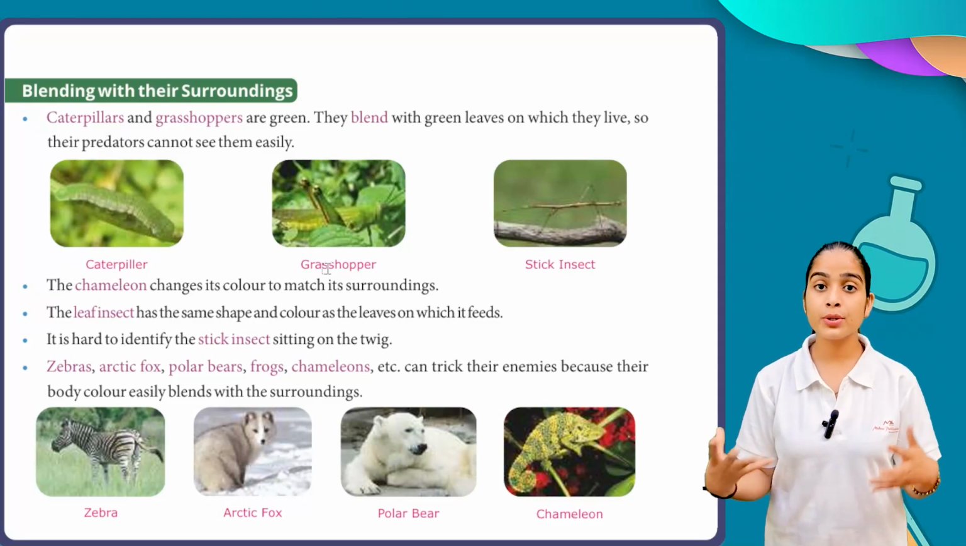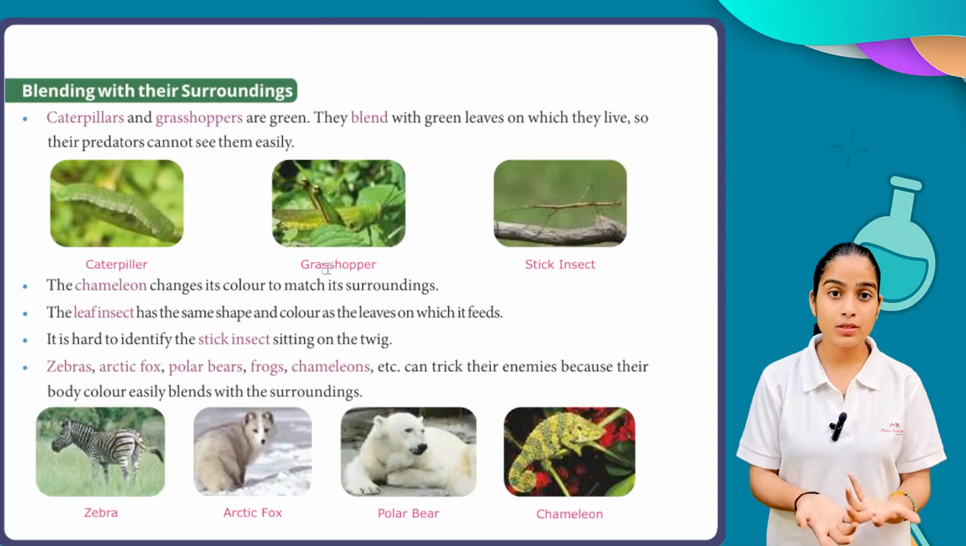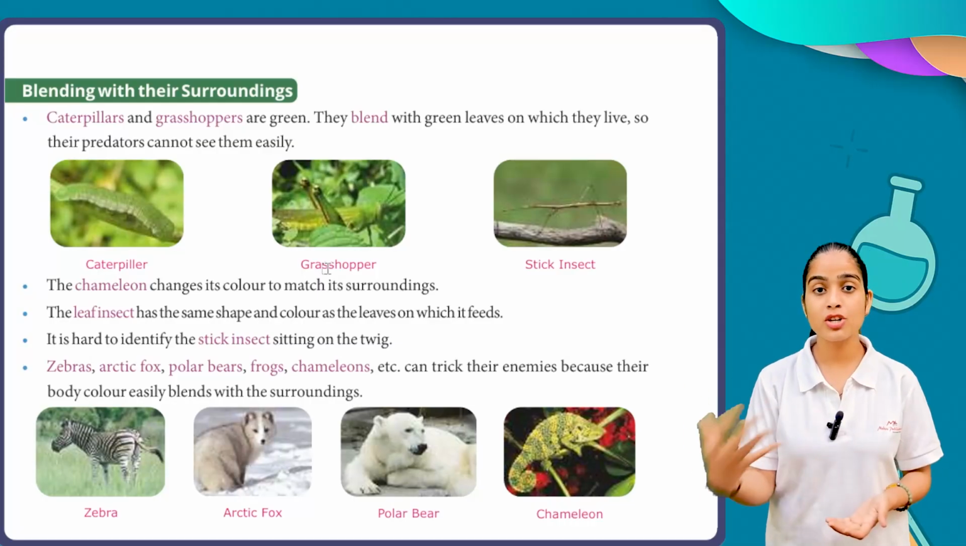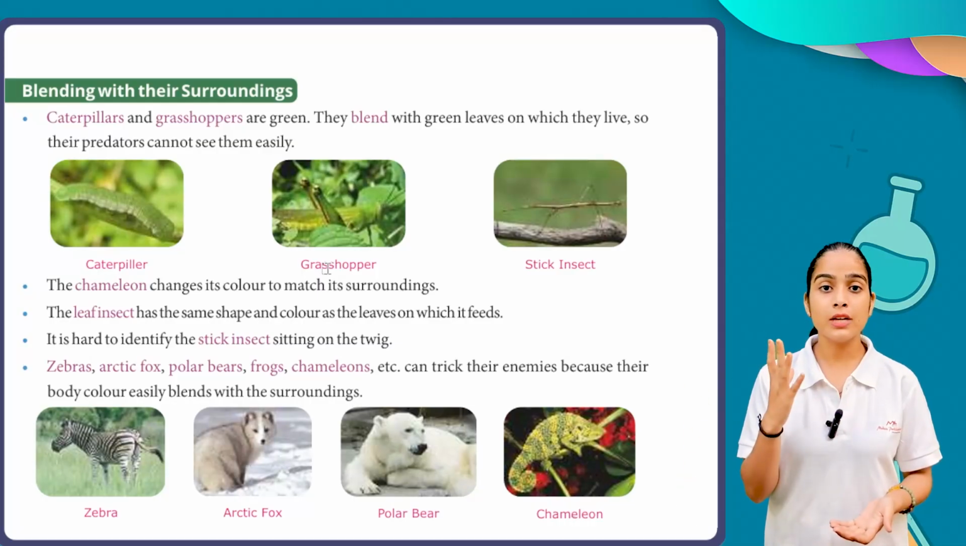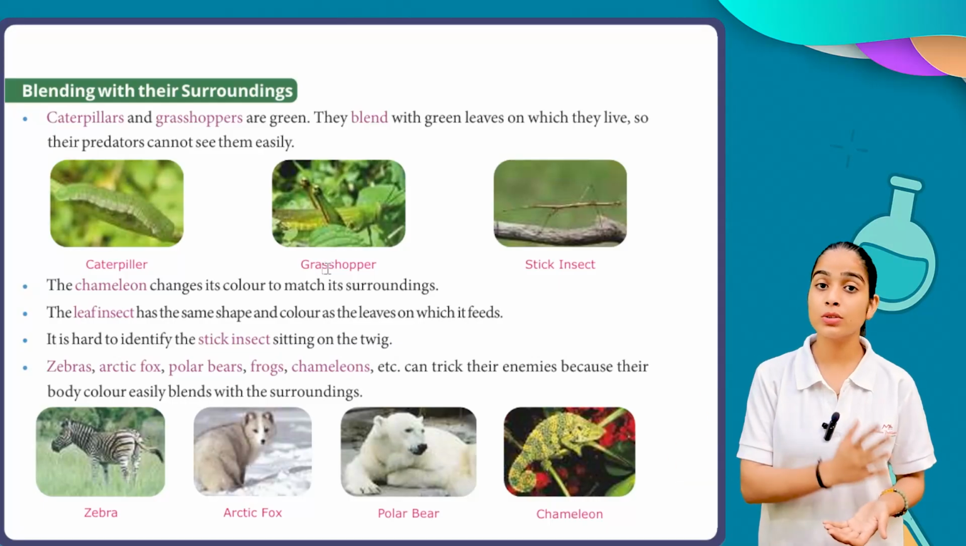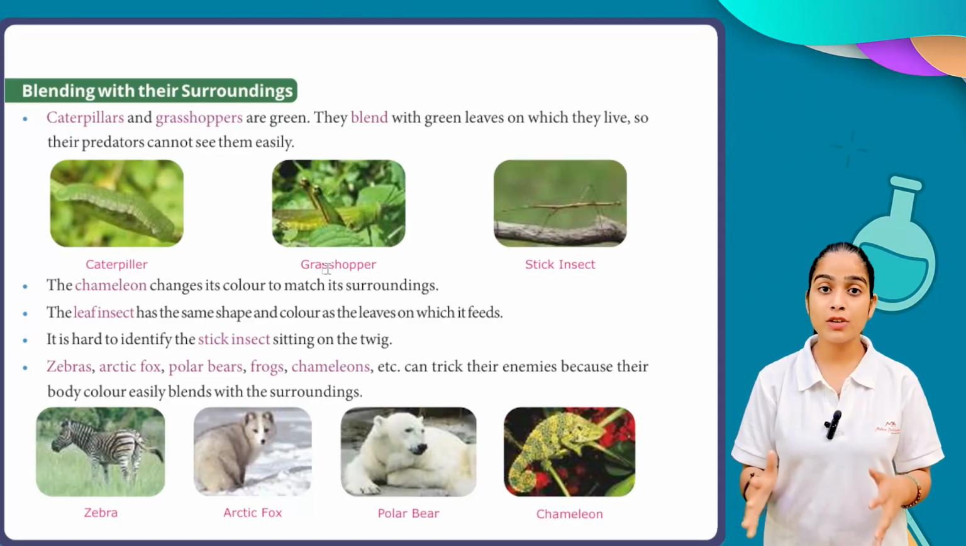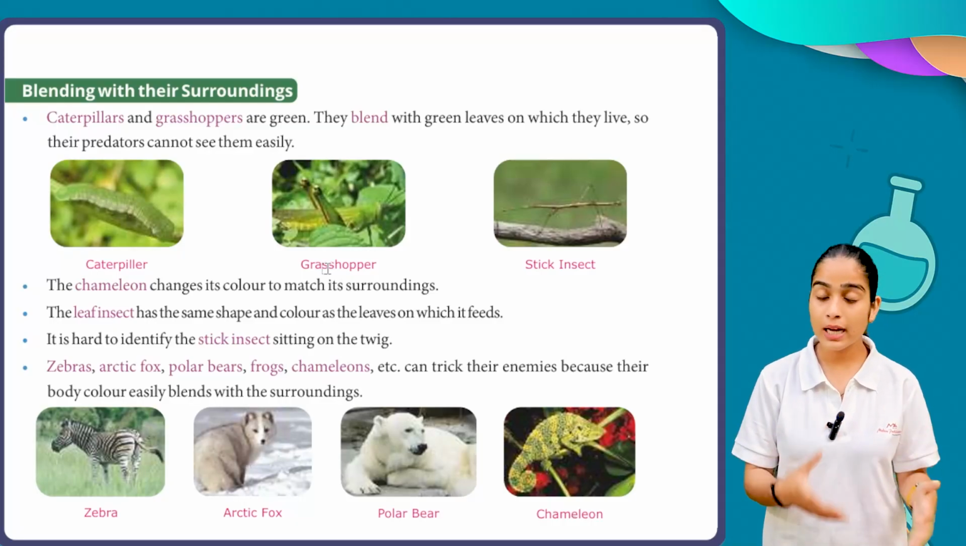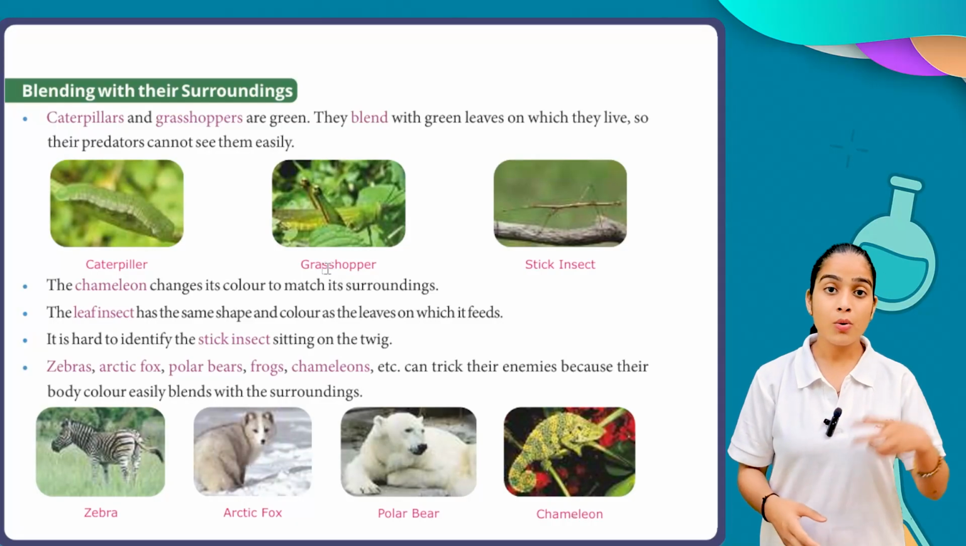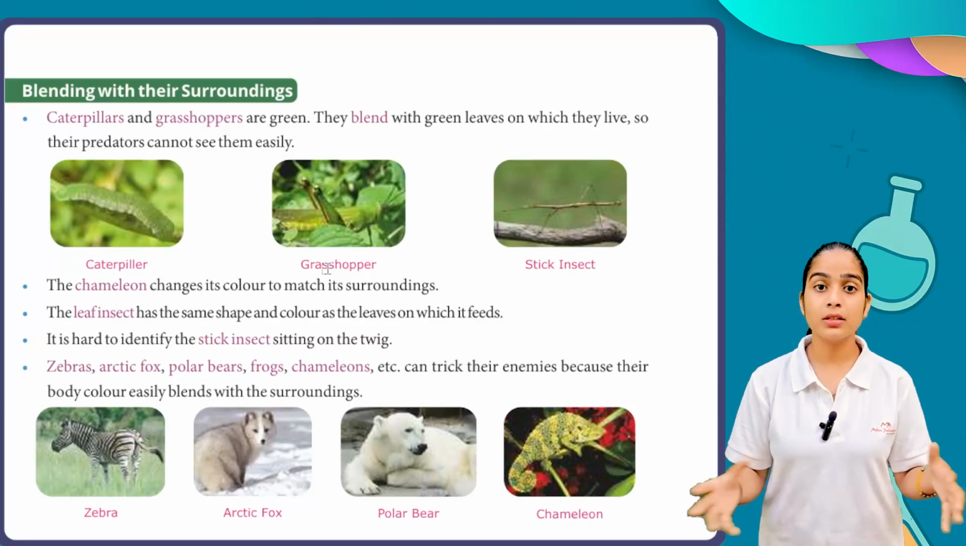So how can they protect themselves? By blending according to the surroundings. If they are living on a leaf, they can change their color according to the leaf color. They can change their shape according to the leaf. Other animals can hide themselves in such a way that their predator cannot tell who is the zebra, who is the polar bear, among the surroundings. That is how they trick them.